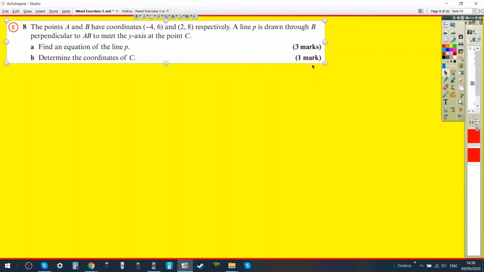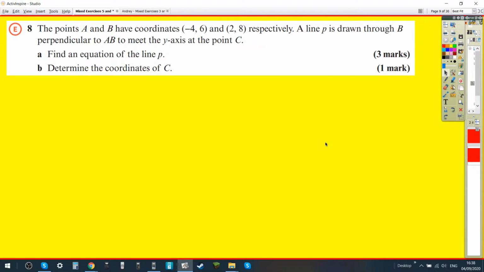Let's see. What do you know about perpendicular gradient? It's minus 1 over whatever the initial gradient was. Yep. What do you know about a point on the y-axis? Does that mean that the x coordinate is 0? Yeah, that's all right.